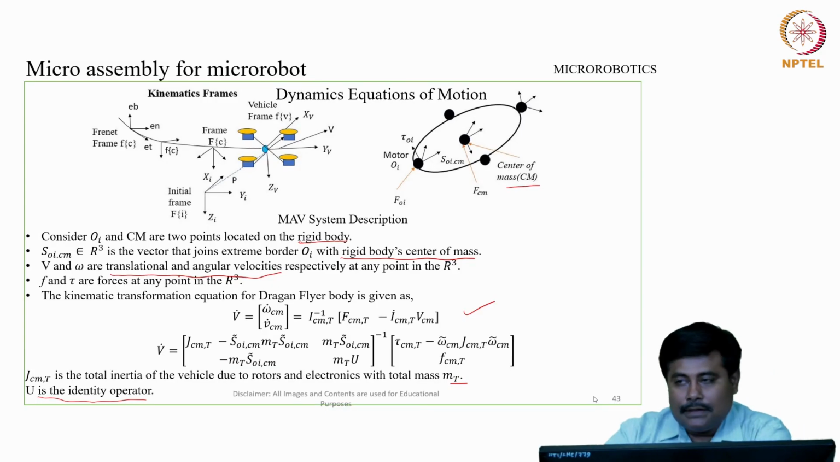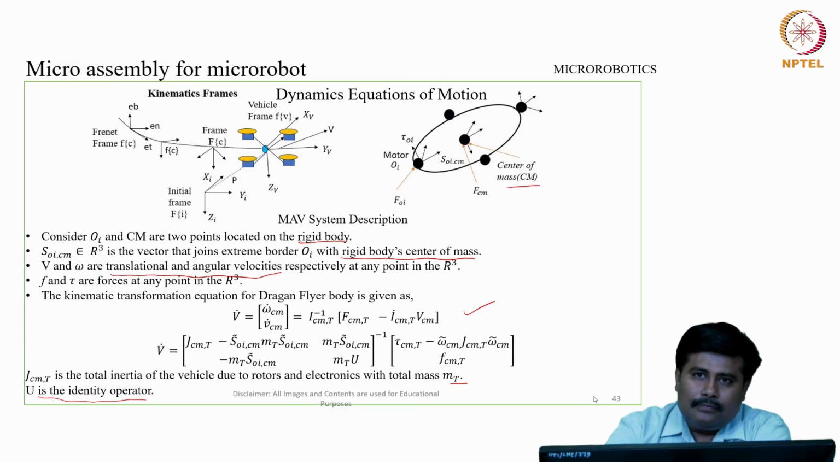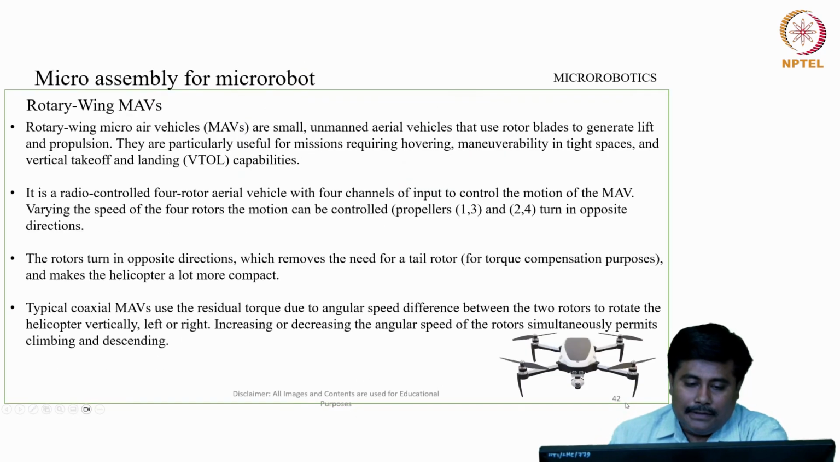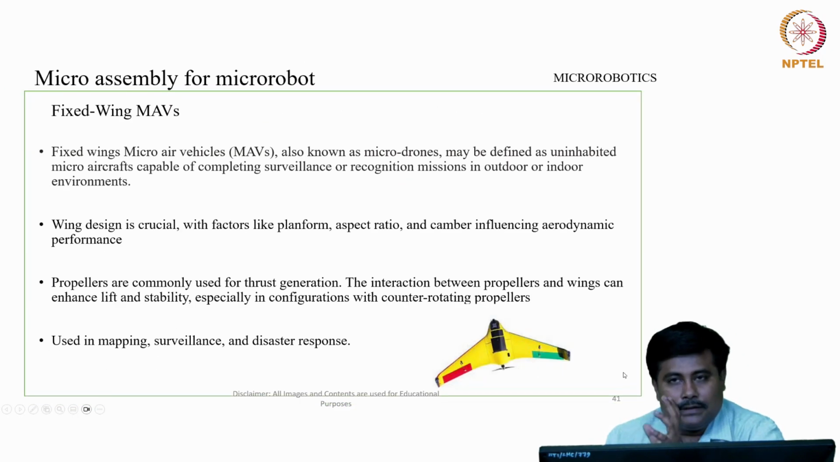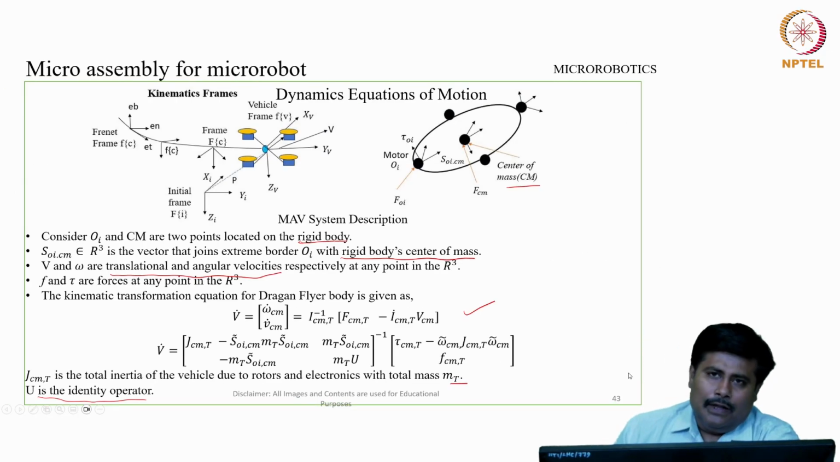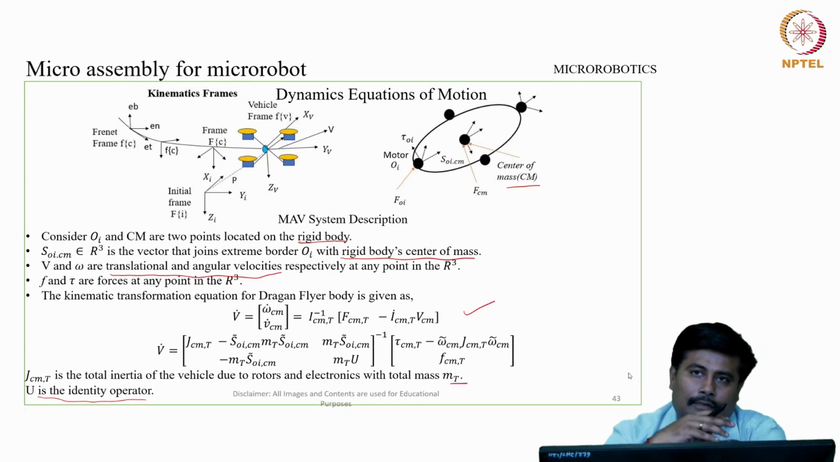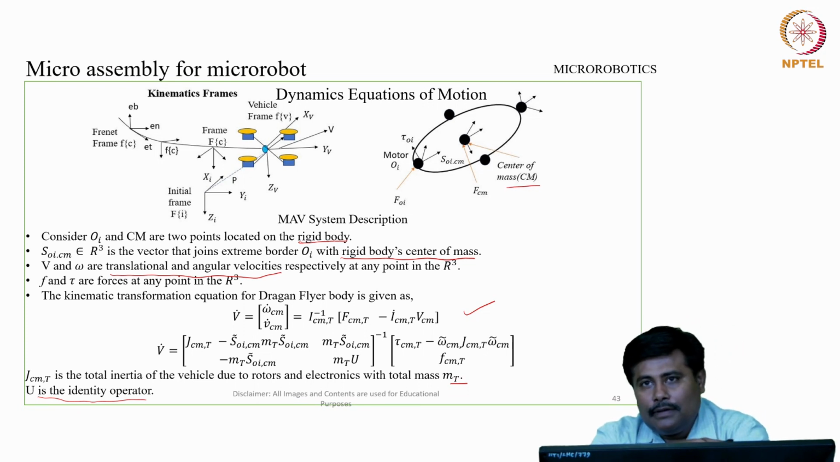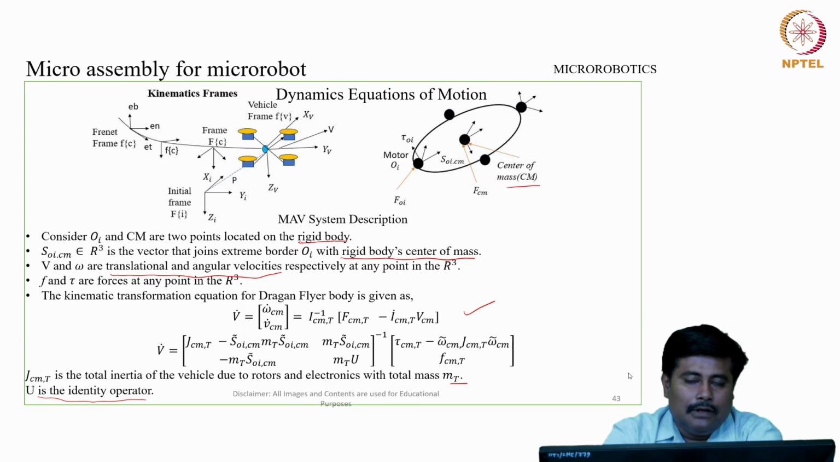So we have been discussing the different types of MAVs, and we have been discussing the fixed wing type, then the rotary wing type, the flapping wing type, etc. in detail. Whenever we are designing such kinds of systems, there is a need to investigate and design the kinematics and dynamics of the systems.